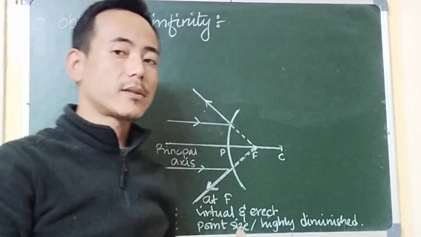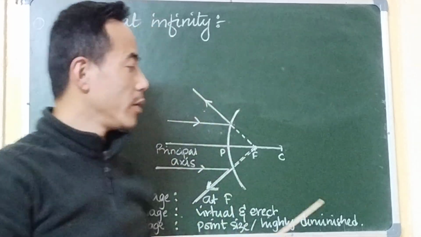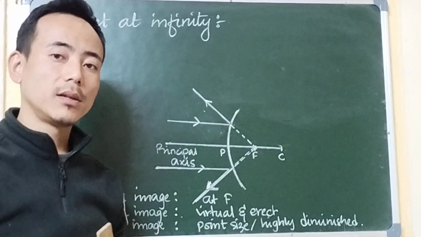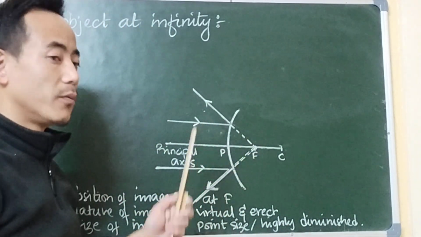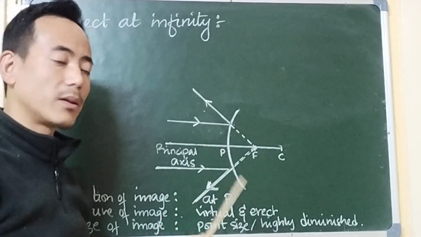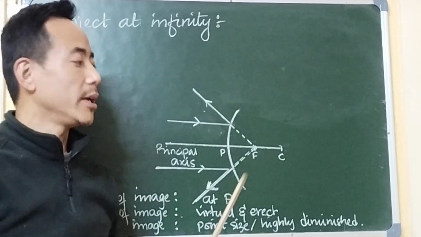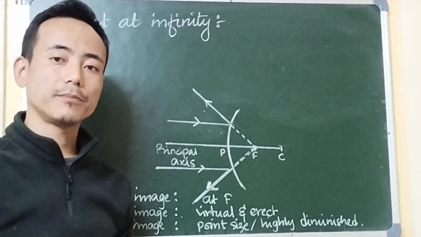So this is the first case where we have the object at infinity and the image will be formed at the focus. The nature of the image will be virtual and erect. Virtual because the reflected rays are not intersecting each other. They will intersect when produced backwards. And the third thing, the size of the image, it is a point size image.